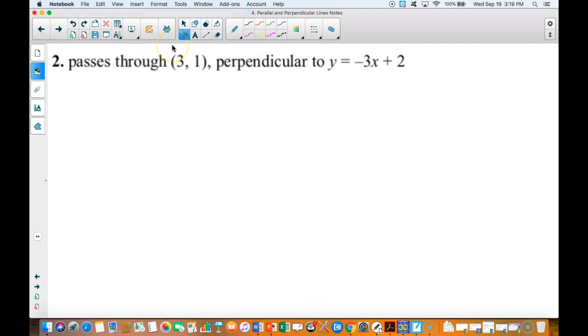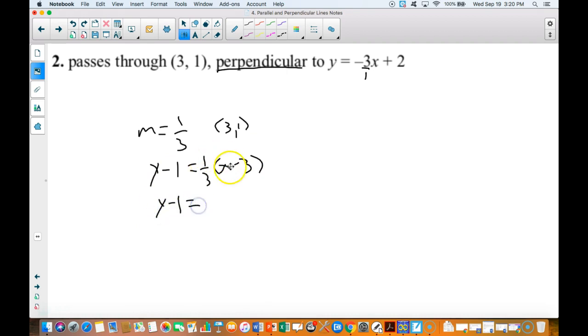Let's take a look at number 2 here. We want a line that's perpendicular. So here, my old slope was -3 over 1. And remember, if we've got a whole number, we always want to think about that as over 1. So my new slope, my perpendicular slope, will be positive 1 over 3. And I want my new line to go through the point 3, 1. So y minus y1 equals m times x minus x1.